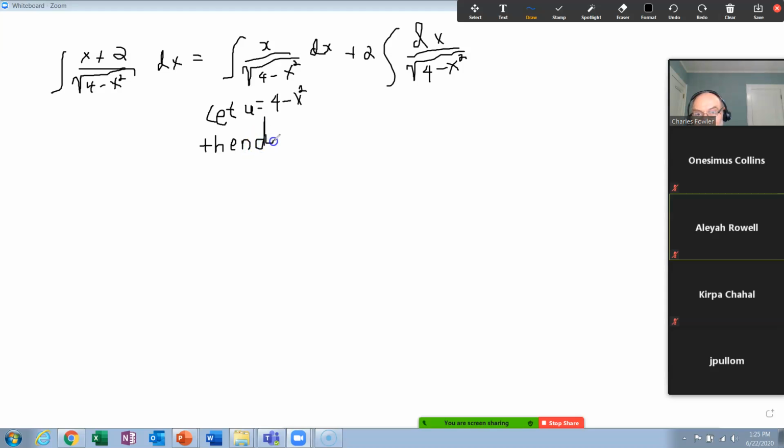It's pretty ugly looking, isn't it? Okay. du is equal to, what's the derivative of this thing? Minus 2x dx. Well, guess what? You don't have a minus 2x dx, you just have an x dx. So let's divide out our minus 2. Whatever you divide on that side, you divide on this side as well.